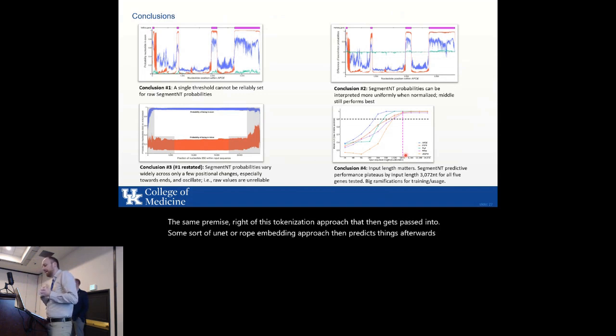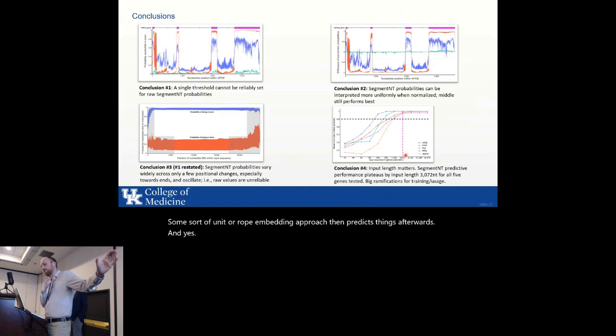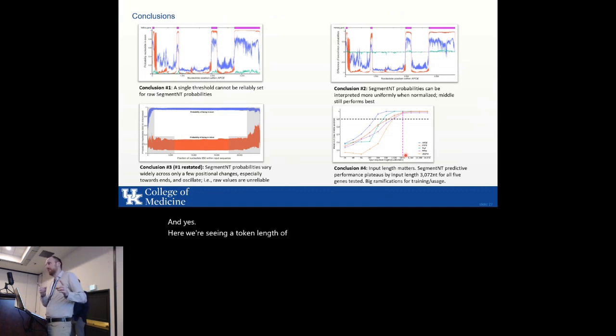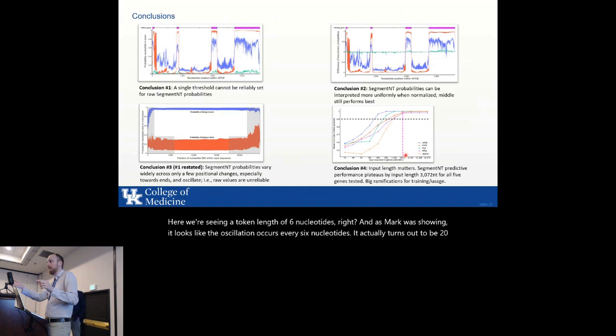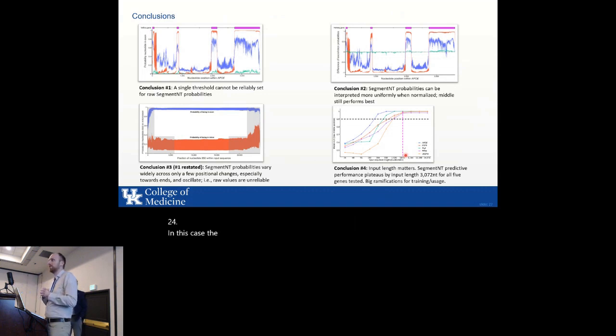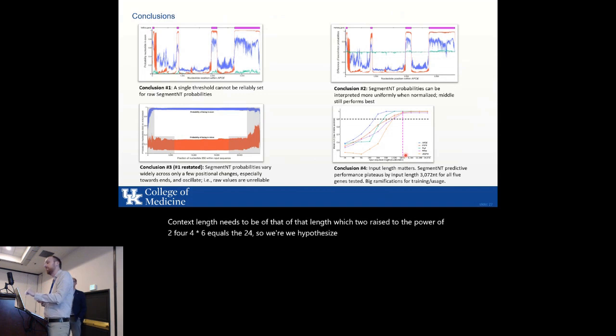And here we're seeing a token length of 6 nucleotides. And as Mark was showing, it looks like the oscillation occurs every 6 nucleotides. It actually turns out to be 24. In this case, the minimum number of nucleotides for SegmentNT is 6 times 2 raised to the power of n. So every context length needs to be of that form, which with 2 raised to the power of 2 for 4 times 6 equals 24. So we hypothesize that that's the reason we're seeing the 24 nucleotide oscillations, because of that training.